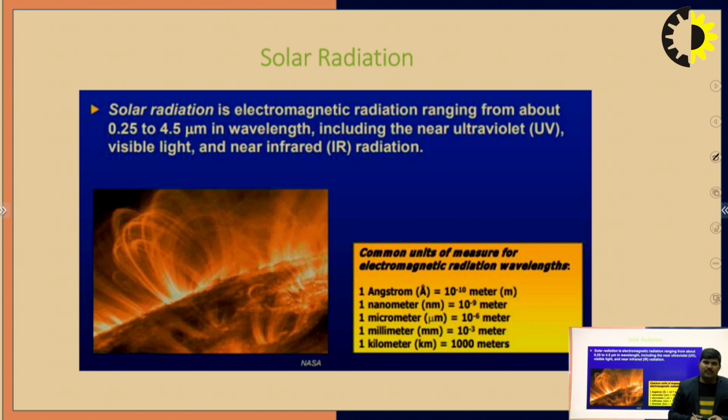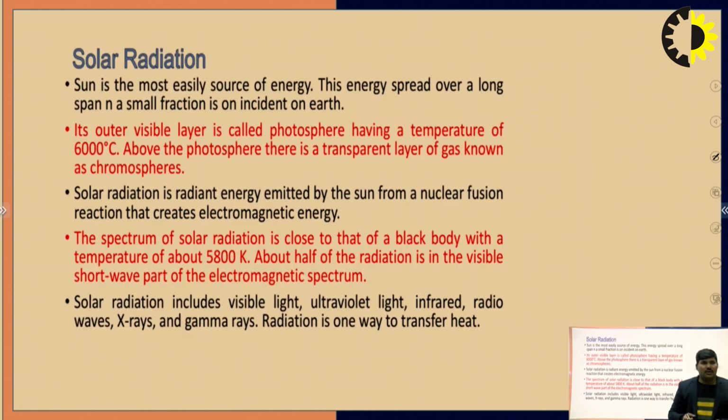Common units for measuring the wavelength of electromagnetic radiation: 1 angstrom equals 10 power minus 10 meter, 1 nanometer equals 10 power minus 9 meter, 1 micrometer equals 10 power minus 6 meter, 1 millimeter equals 10 power minus 3 meters, and 1 kilometer equals 1000 meters. So these are some units for electromagnetic radiation wavelength.